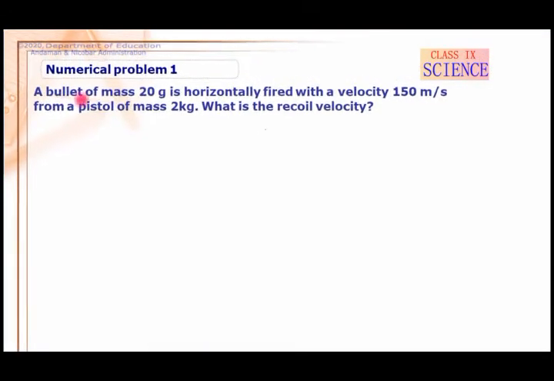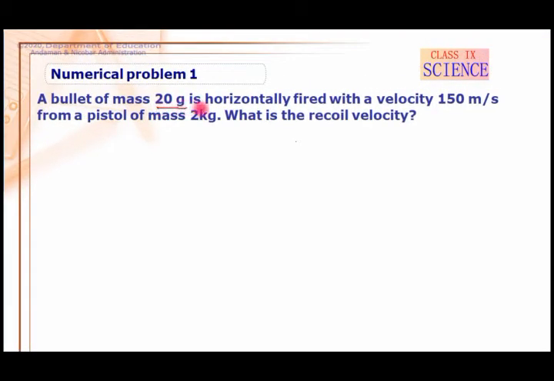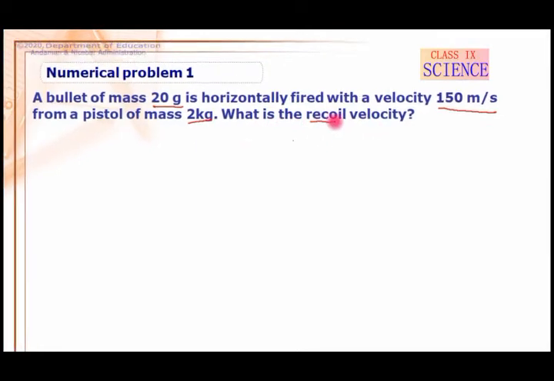Look at the question. A bullet of mass 20 gram is horizontally fired with a velocity of 150 meter per second from a pistol of mass 2 kg. What is the recoil velocity? You have to understand what recoil velocity is here.